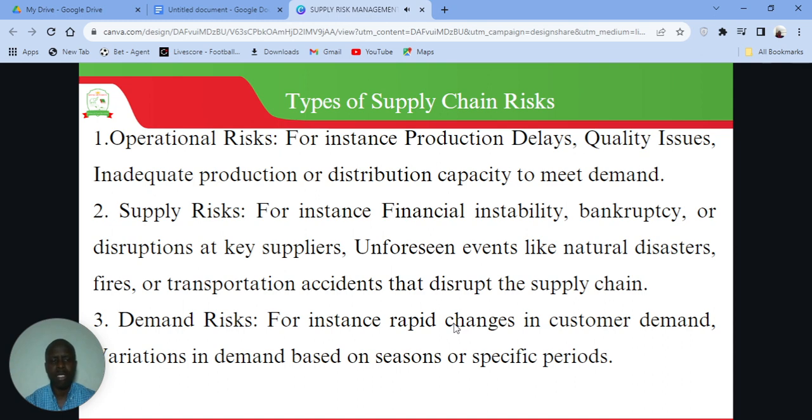And then we also have demand risks. For instance, rapid changes in customer demand. So this really occurs for the goods and services where these items are seasonal. So it becomes difficult for you to be able to continue producing more, maybe because the demand for that particular good or item has decreased.